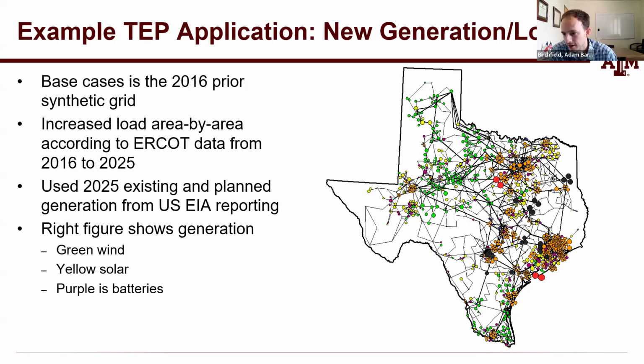This figure shows a very similar grid to the one I showed before, but you can see the generation has changed. We're assuming a lot of new generation coming online in Texas, and we're assuming a new growth of load. The idea of this preliminary study was to look at the potential for using the synthetic grid building algorithm, the iterative removal and iterative addition that I was talking about, to try to solve the transmission expansion planning problem.